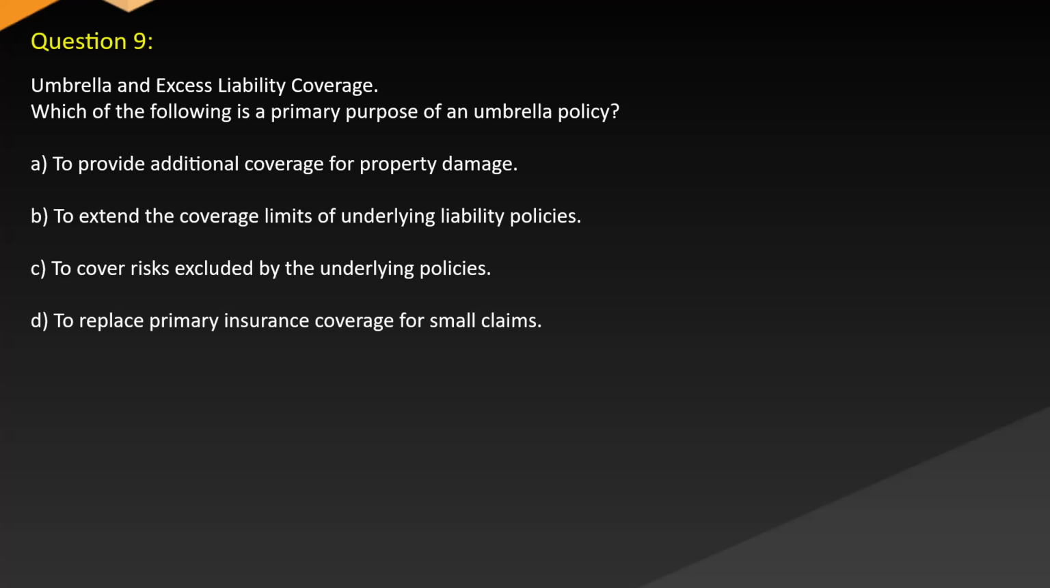Question 9. Umbrella and excess liability coverage. Which of the following is a primary purpose of an umbrella policy? A. To provide additional coverage for property damage. B. To extend the coverage limits of underlying liability policies. C. To cover risks excluded by the underlying policies. D. To replace primary insurance coverage for small claims.